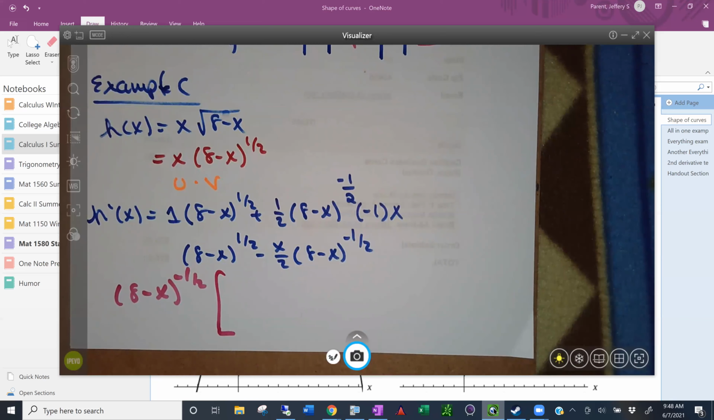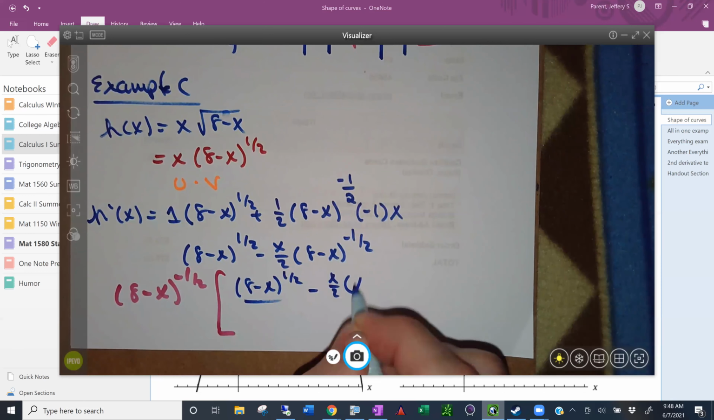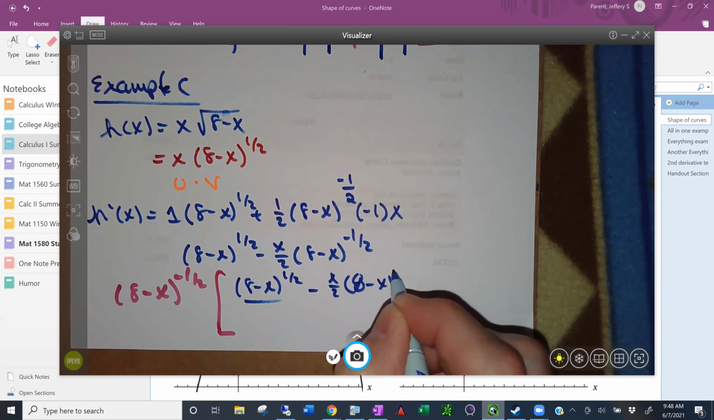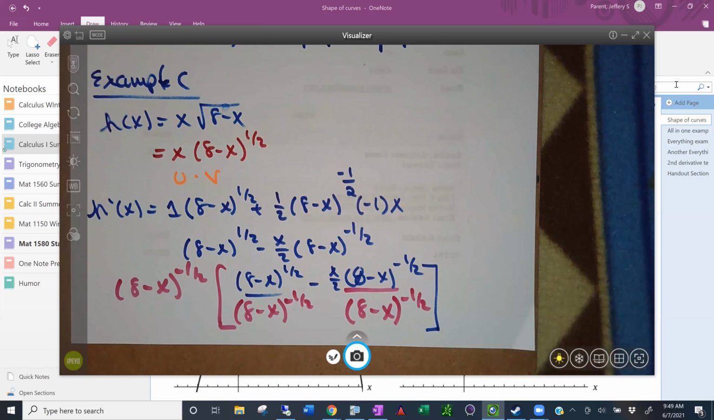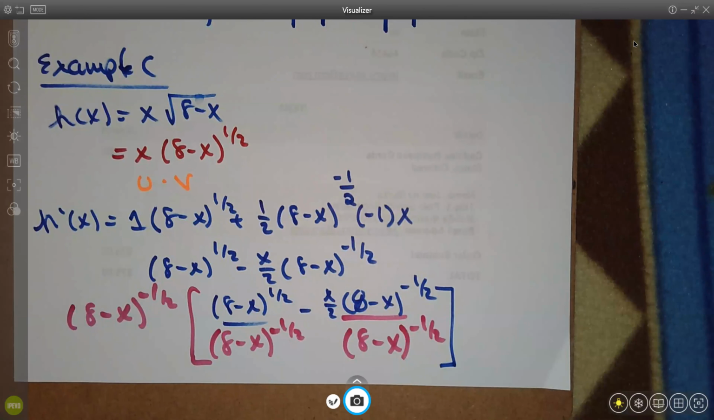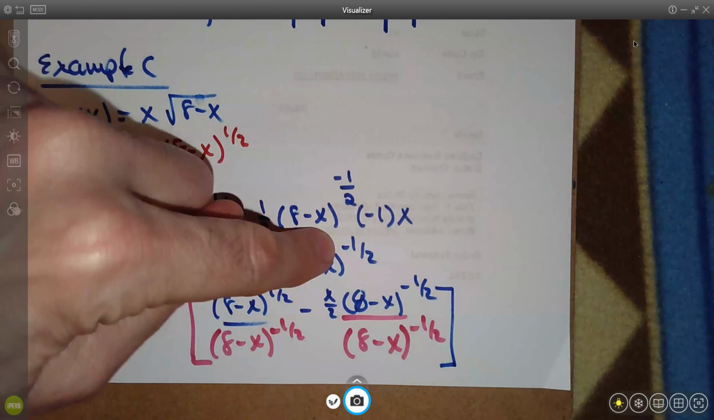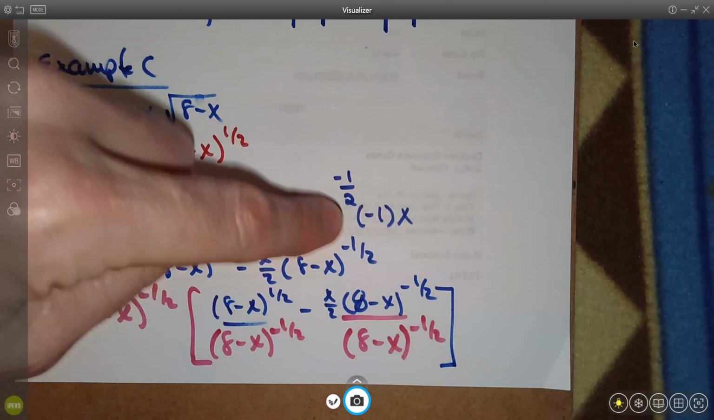But I'm going to divide each of those, 8 minus x to the 1/2, and then minus x over 2, by the 8 minus x to the negative 1/2 that I'm factoring out. So 8 minus x to the negative 1/2 and 8 minus x to the negative 1/2 again. So the trick was I chose this term. It's the largest negative exponent. I'm going to factor that out.